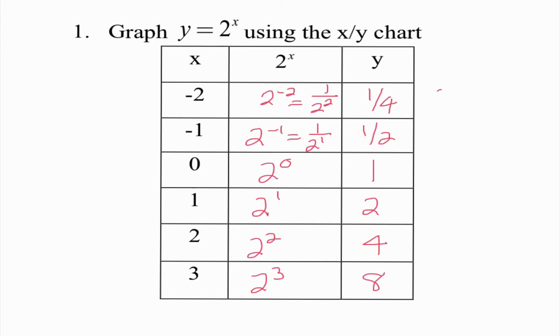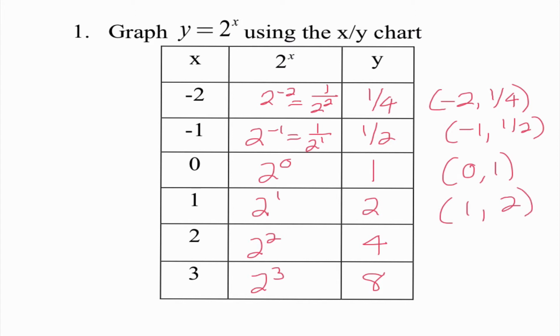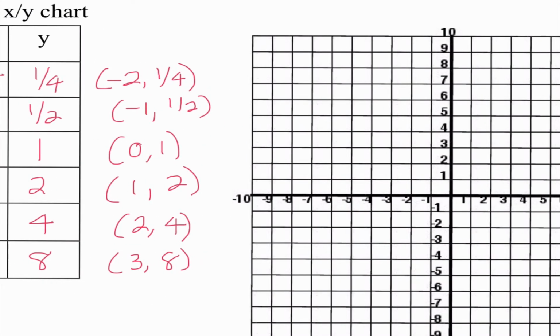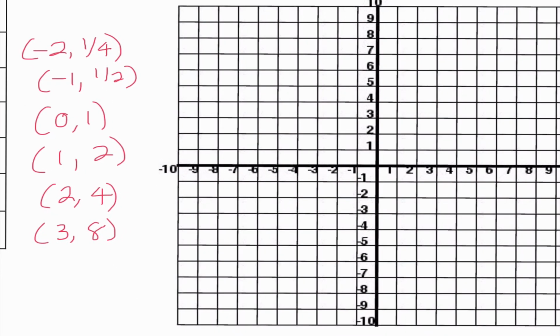So what we really just did was find a bunch of ordered pairs that are solutions to this graph. Or I should say they're solutions to this function. Okay, so I'm writing down all these ordered pairs, and we're going to go ahead and graph them over here. So I have -2, 1/4; -1, 1/2; 0, 1; 1, 2; 2, 4; and 3, 8.